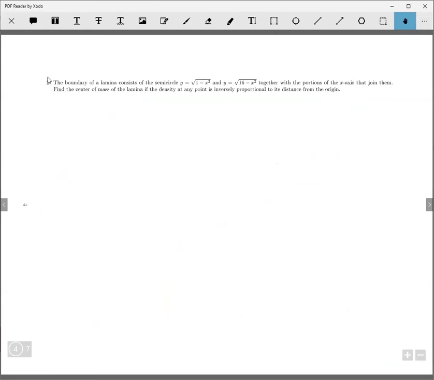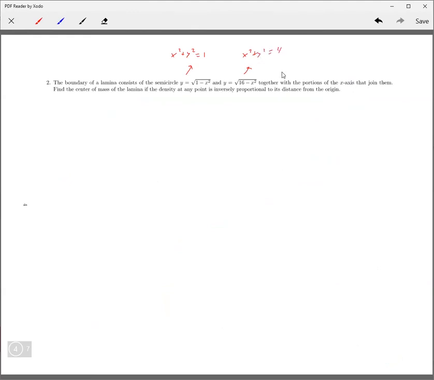Okay, so number 2: the boundary of a lamina consists of 2 semicircles, together with the portions of the x-axis that join them. So this one right here could also be written like this, and this one is x squared plus y squared equals 4. So this is really the circle with center 0 and radius 1. This is a circle with center 0 and radius 2.